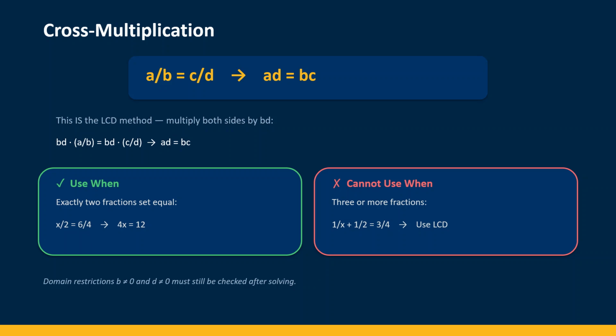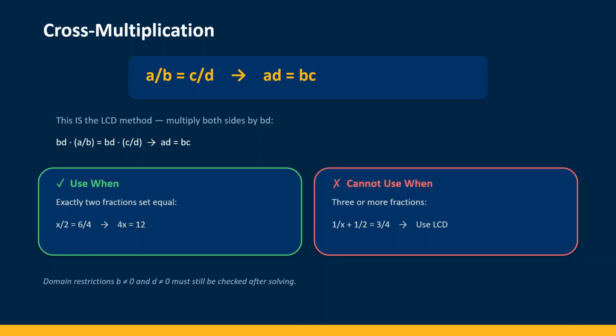To see why this is the case, consider multiplying both sides of A/B = C/D by BD. On the left side, the B in the denominator cancels with the B in BD, leaving AD. On the right side, the D in the denominator cancels with the D in BD, leaving BC. The result, AD = BC, is precisely the cross-multiplied form.